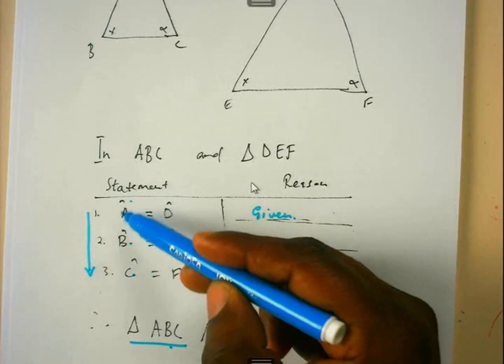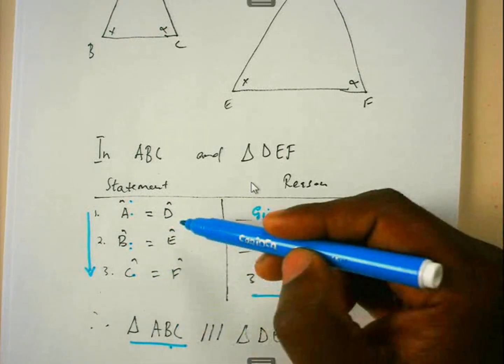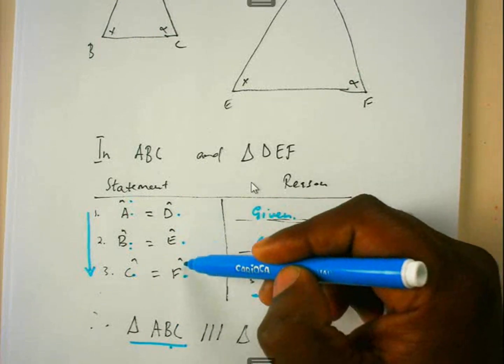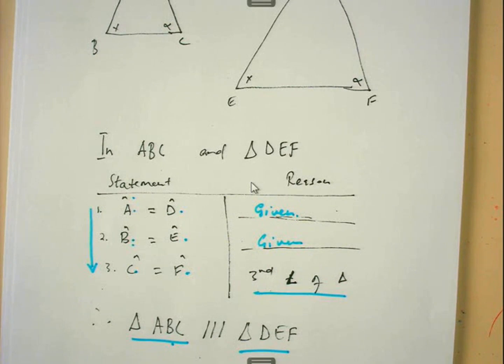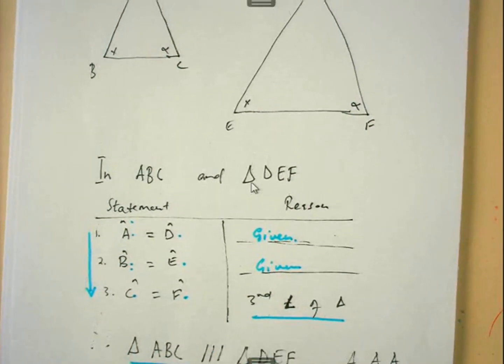So here, I write it in this order. Triangle ABC, can you see that? Is similar to triangle what? DEF. I use the order that I have here when I write the triangles to be similar, and I give the reason that the three angles are equal to each other in those two triangles.